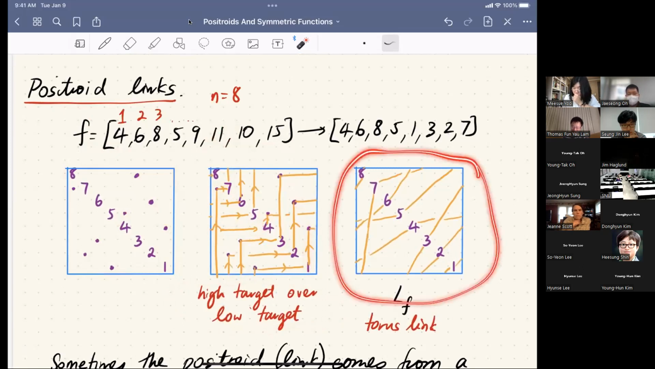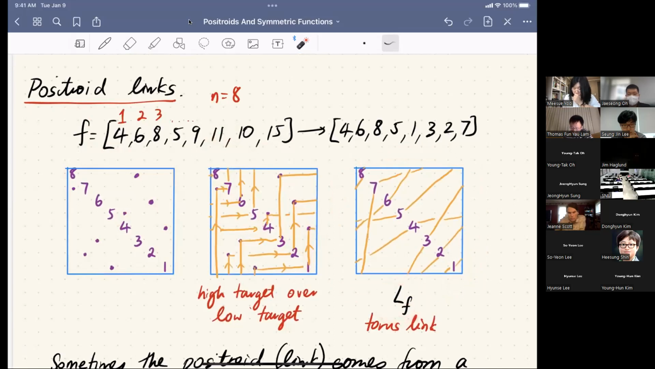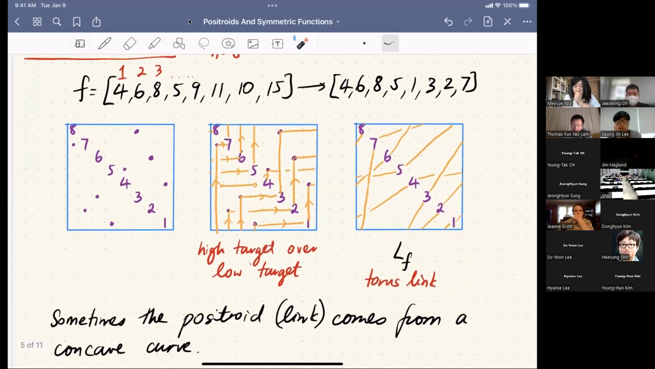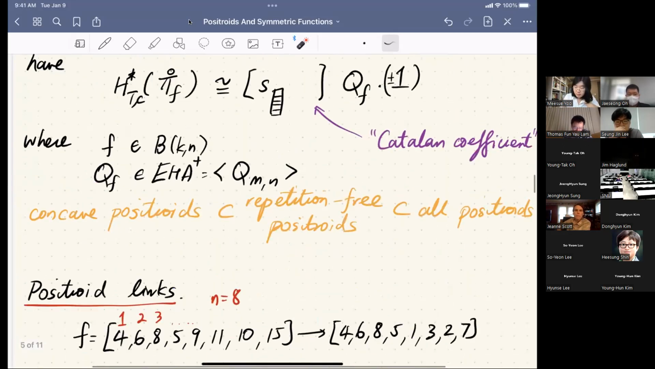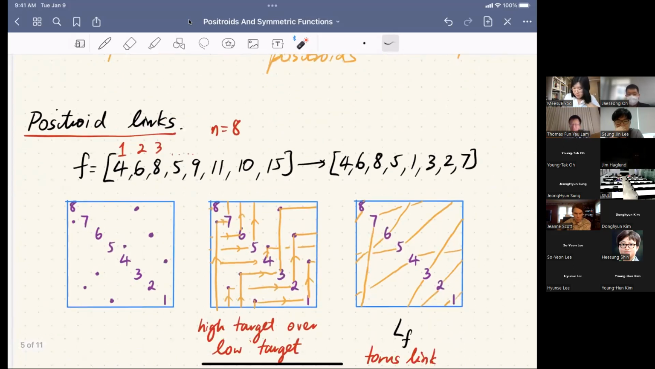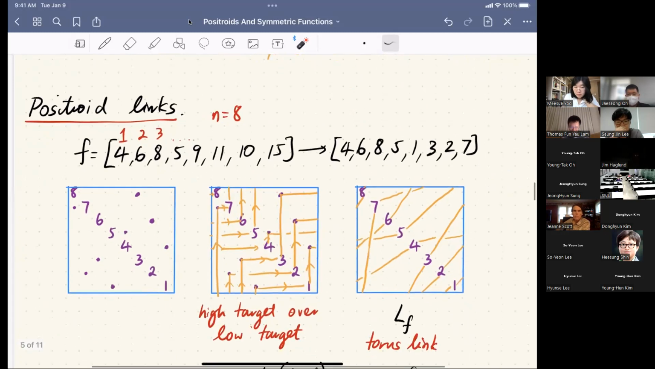Here is this picture where I've smoothed out all the strands. Now I have this link, which I denote L sub f. So if you give me a bounded affine permutation, I have this link, which is a link drawn on a torus, called L sub f. This works for any positroid, and I'm going to tell you a subclass of positroids called concave positroids, where this link has some special extra bonus properties.